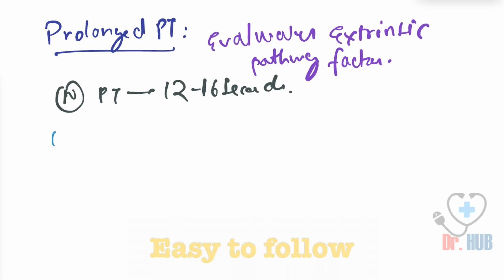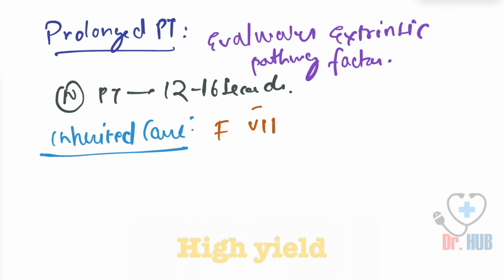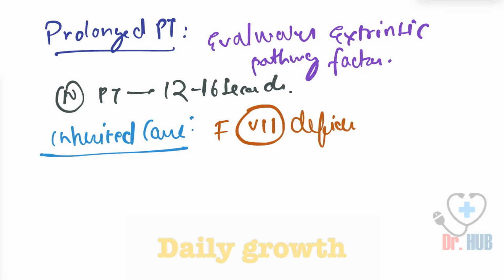And then we have something known as the inherited causes. So what is meant by the inherited cause? The inherited cause includes factor 7 deficiency.